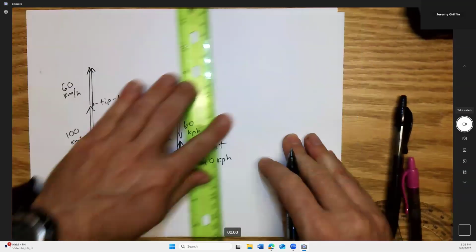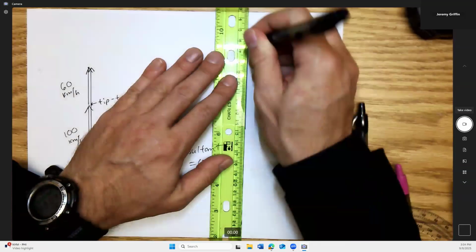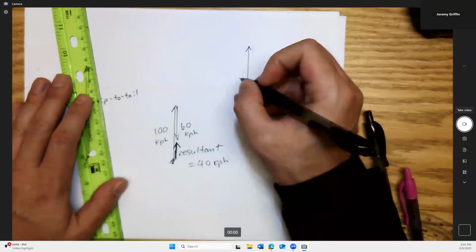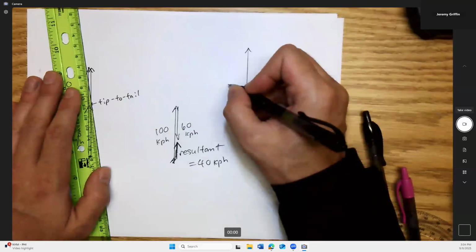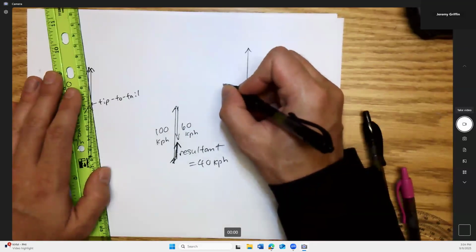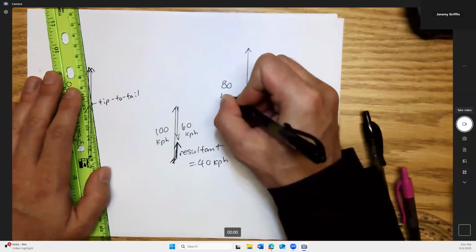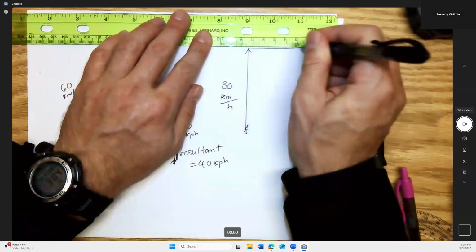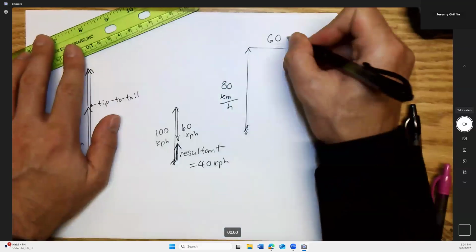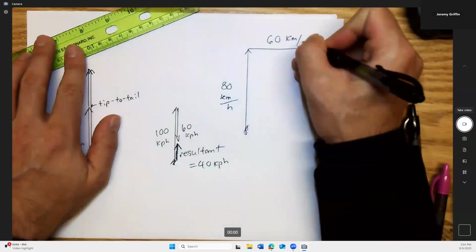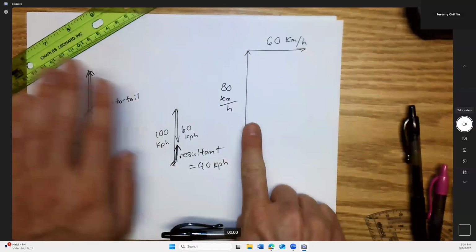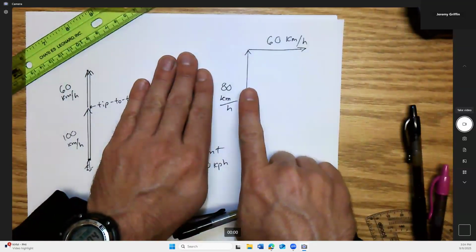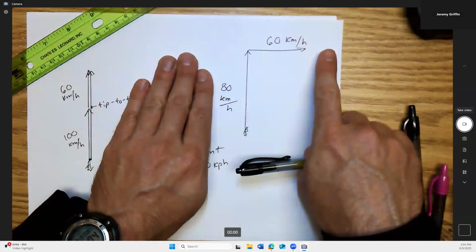And what about this? So draw a little plane here. What if the plane's going 80 kilometers per hour, and there's a crosswind of 60 kilometers per hour? Now the plane's pointed straight north, but does it actually move straight north relative to the ground? No. Doesn't it also get swept off to the east a little bit at the same time?